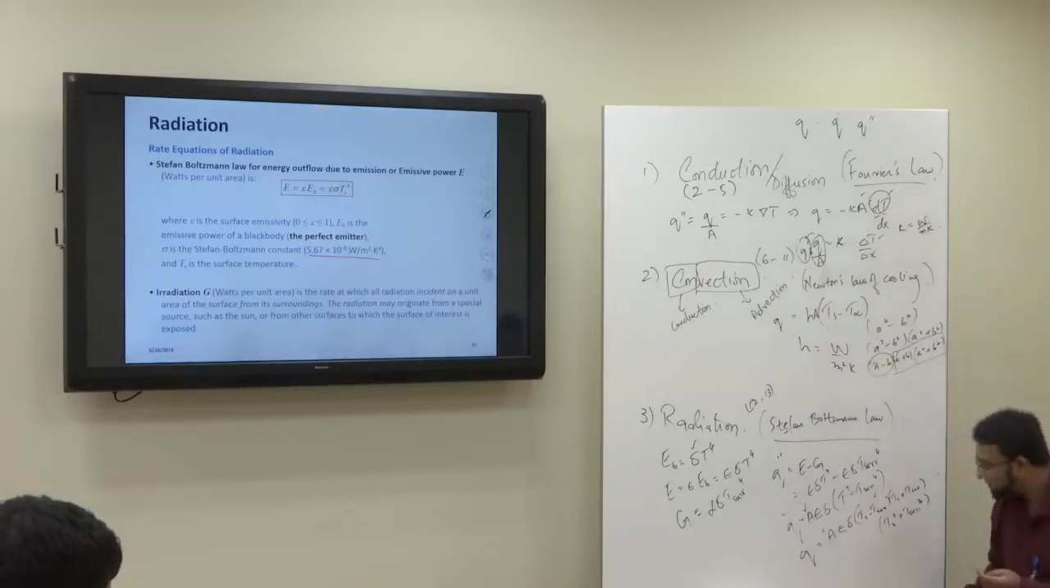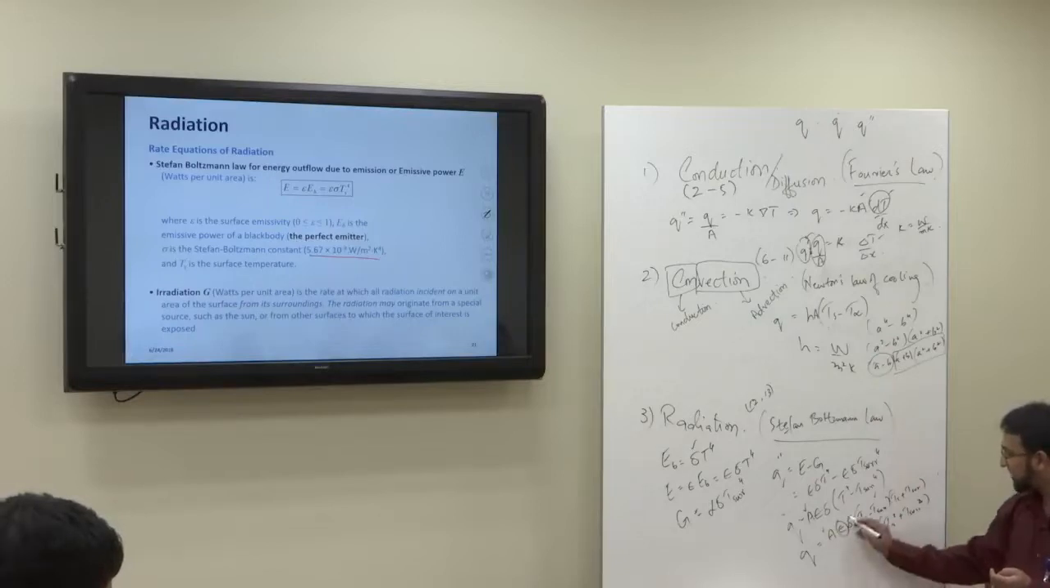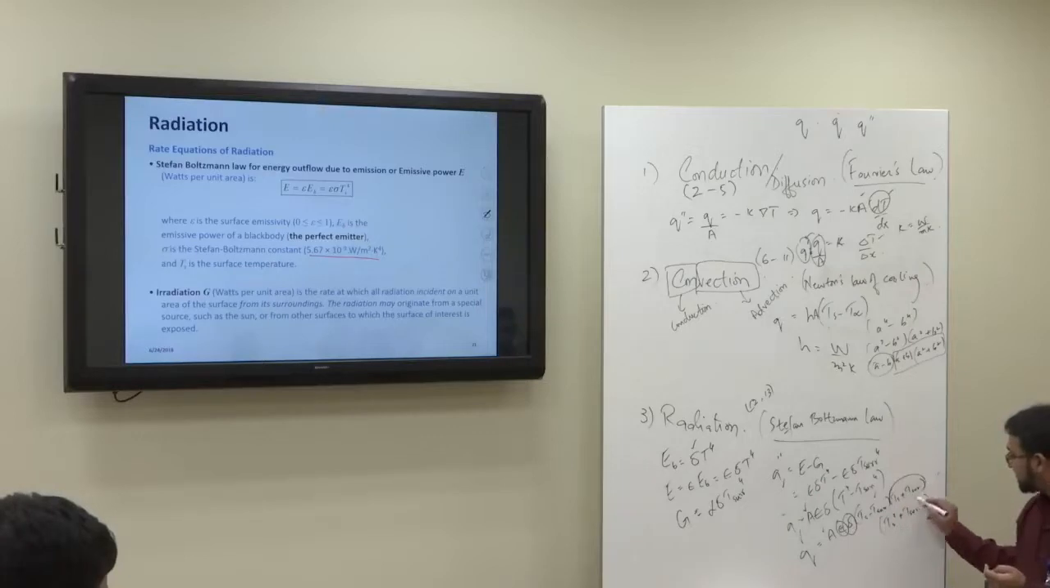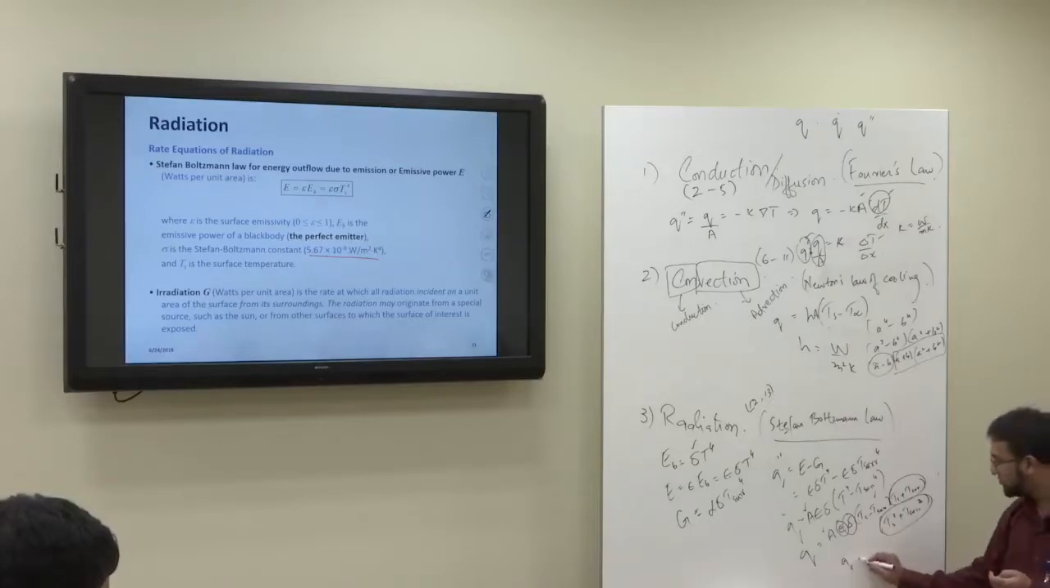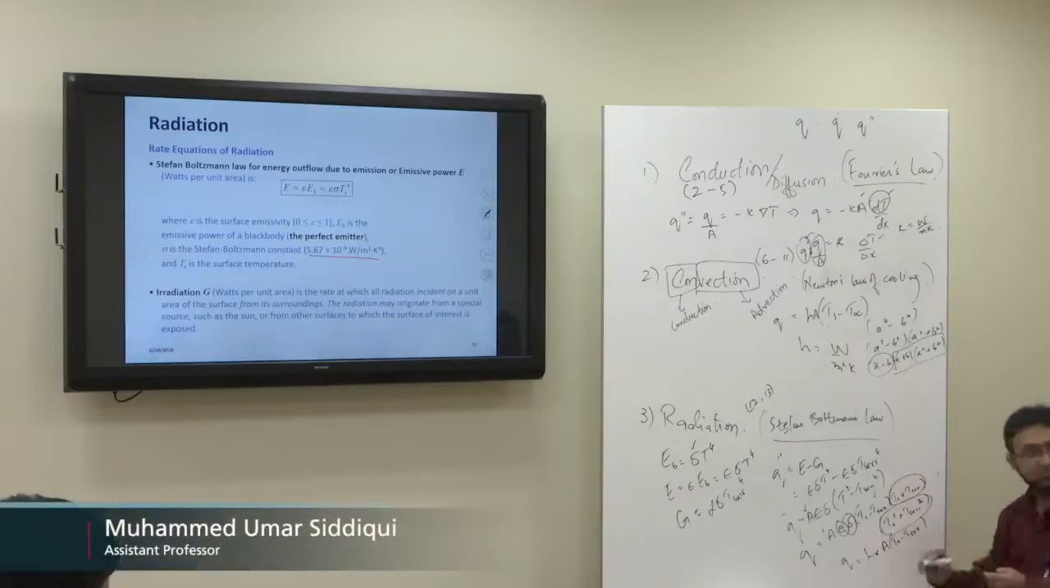So what are the things that will go in HR? Epsilon will go in HR, sigma will go in HR, Ts plus T surrounding will go in HR, Ts square plus T surrounding square will go. 4 things will go in HR, right? So it becomes Q is equal to HR A (Ts minus T surrounding). Is it clear?